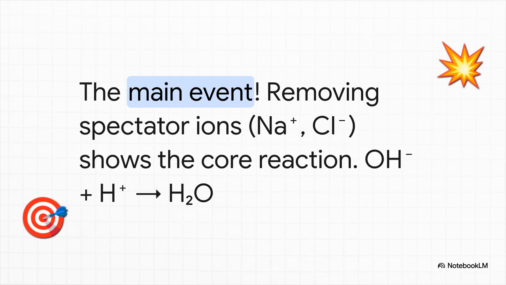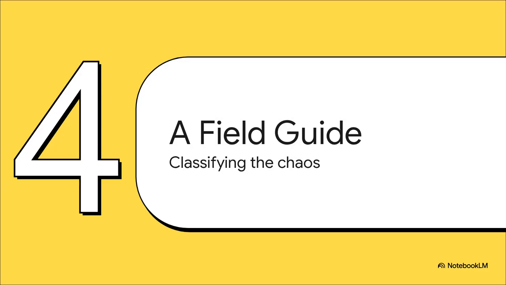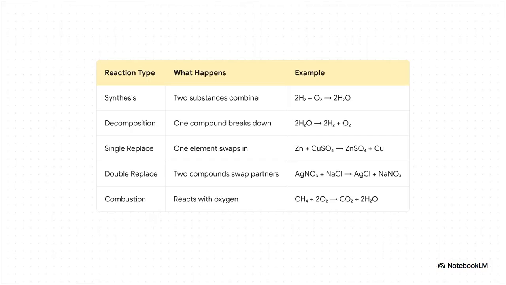That's the chemistry. So there are millions, probably billions of possible chemical reactions. Sounds totally overwhelming, right? Well, the good news is most of them fall into just a handful of major categories. So think of this as your field guide for identifying reactions out in the wild. This table really helps organize the chaos. So let's run through them.